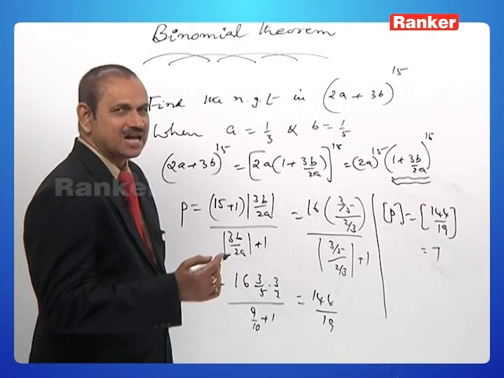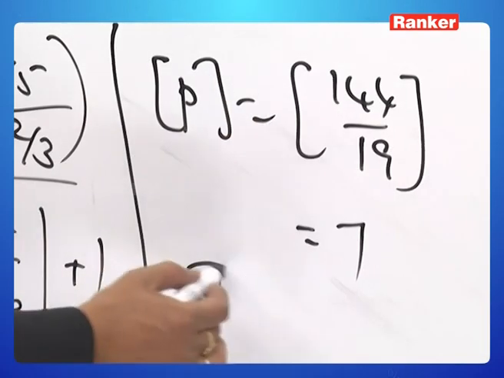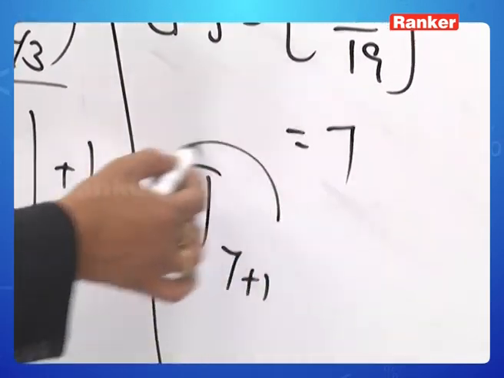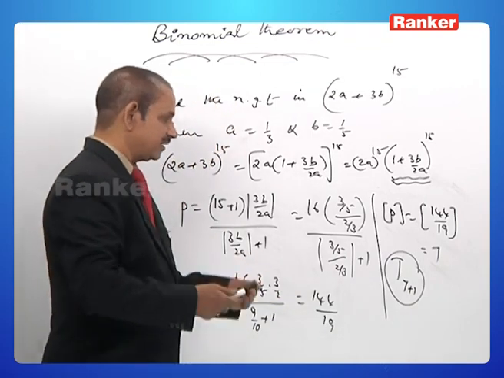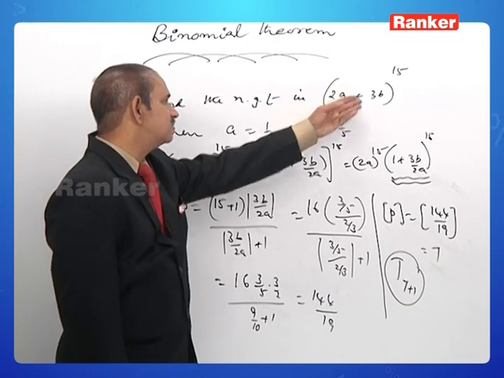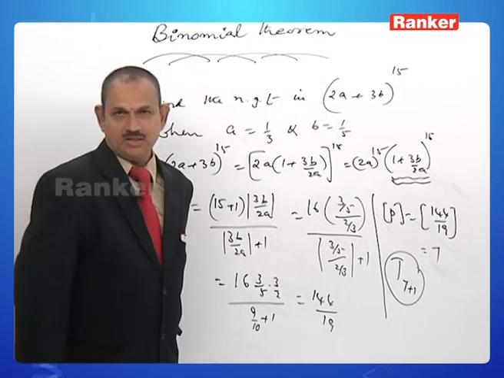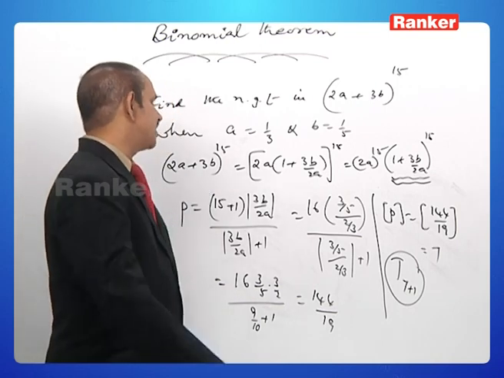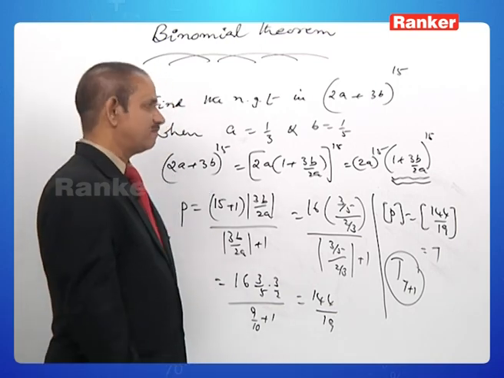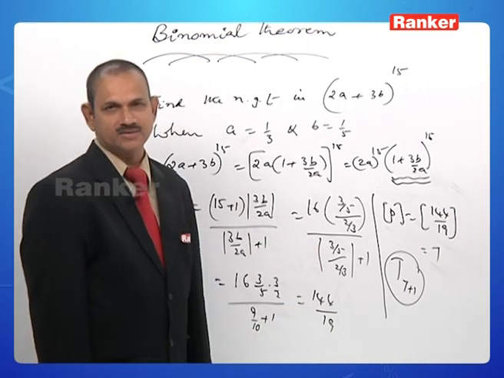What is the largest term, or numerically greatest term? T7 plus 1, that is T8, is the numerically greatest term. Where should you find T8 from this? Of course, after getting T8, in the place of a and in the place of b, you are supposed to put 1 by 3 and 1 by 5 again. That is the way to get it.